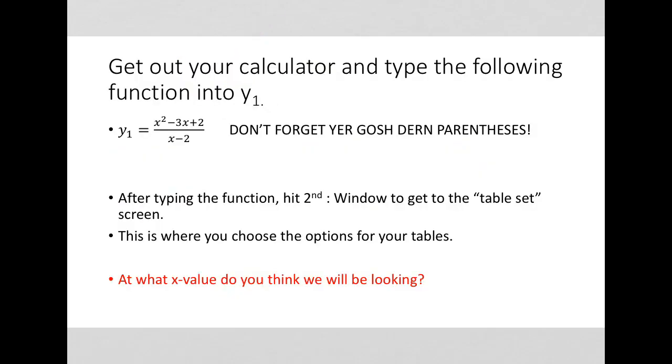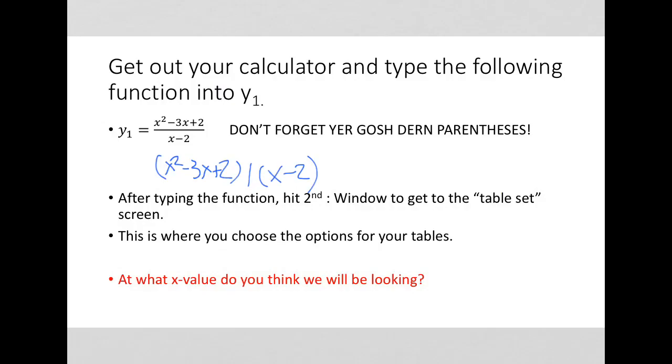So you can create your own tables of values to evaluate the limit of functions using your calculator. But if you are entering a function like x squared minus 3x plus 2, do not forget your parentheses. So you have to go parentheses x squared minus 3x plus 2, close your parentheses, divided by, open a parenthesis, x minus 2. If you leave those parentheses off, you will absolutely get the wrong answer.